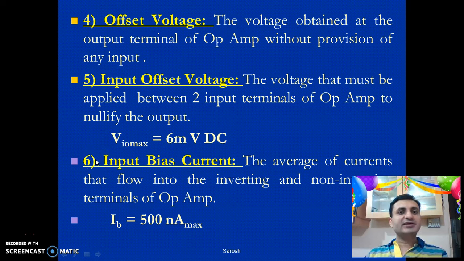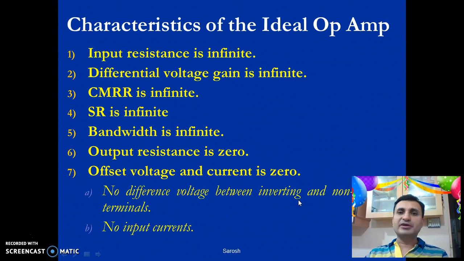The next characteristic is the input bias current. The average of the currents that flow into the inverting and non-inverting terminals of an op-amp is the input bias current. The typical value of input bias current is 500 nanoamperes maximum for an operational amplifier.